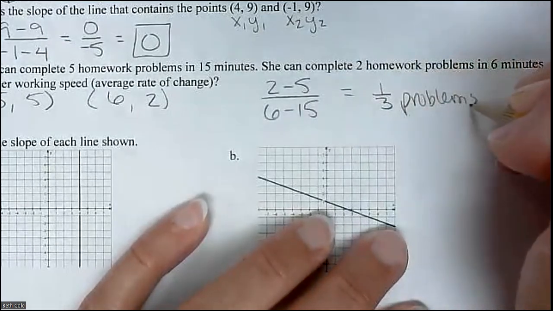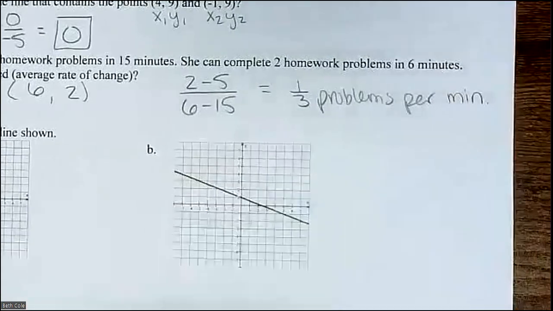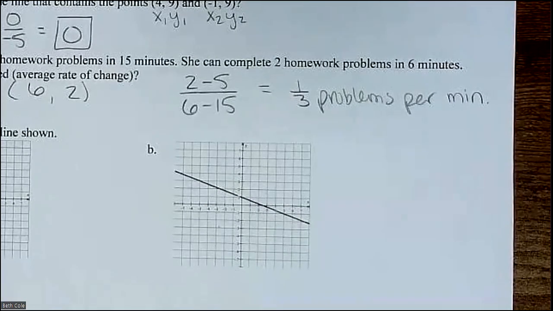Reread it and see what's going on. Problems per minute. It's always per your time element, like your time unit. So it would be per minute or per hour or per whatever.